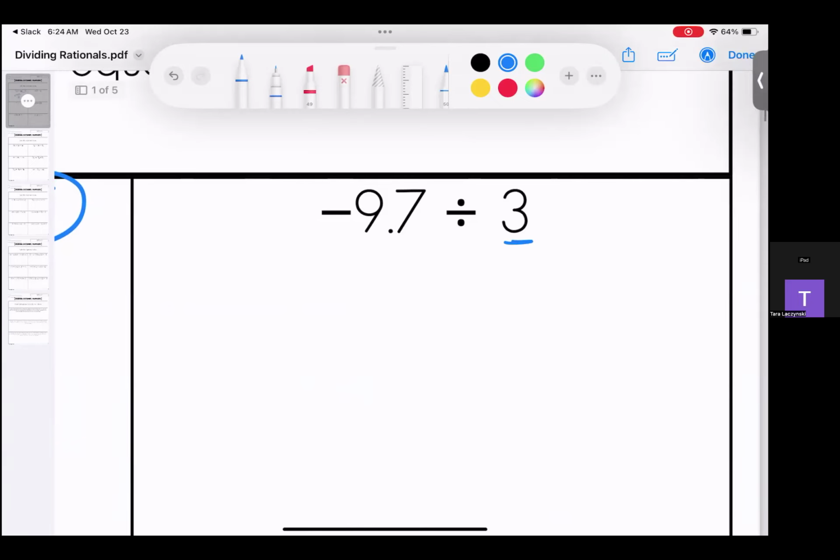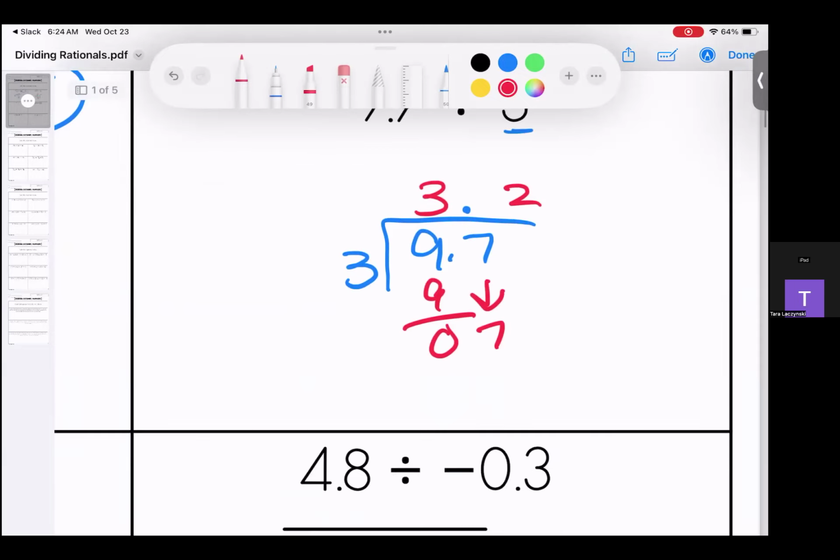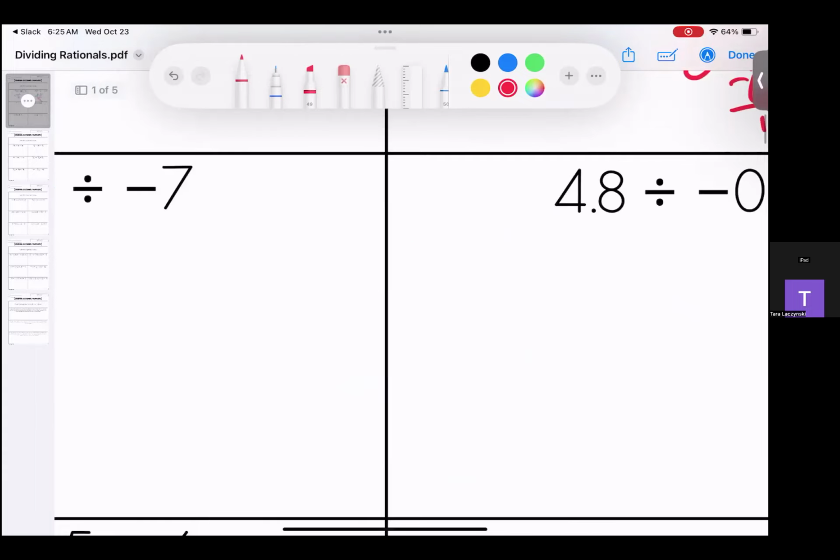Over here, no decimal outside, so I'm going to go ahead and set it up as expected. I'm going to put my negative sign in, decimal into the answer. 3 times 3 is 9. 3 times 2 is 6. Add a 0 because there's no remainders in decimals. 3 times 3 is 9. When I subtract and I get a 1 here, I see that this is going to continue to repeat because every time I'm going to get 9, every time I subtract, I'll get 1. So 3.23 repeating, or negative 3 and 23 hundredths.